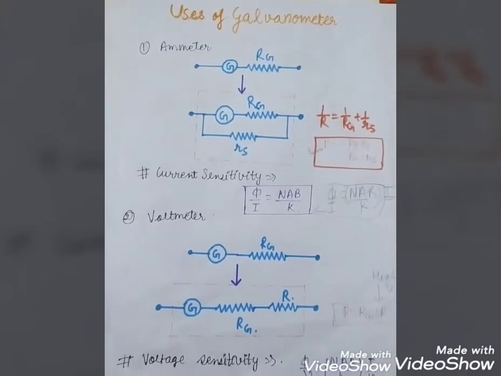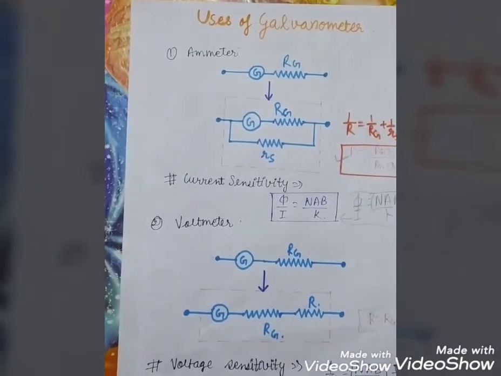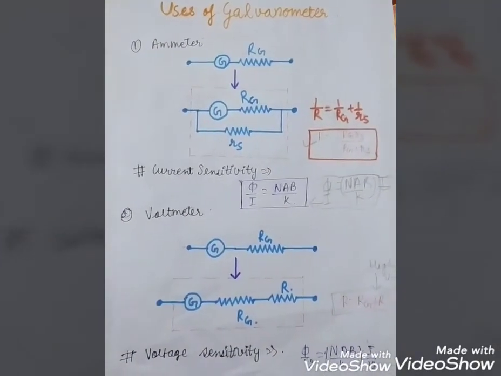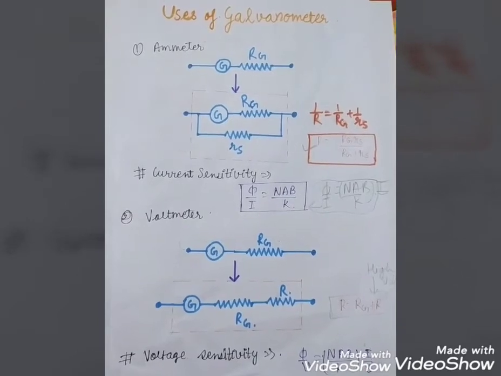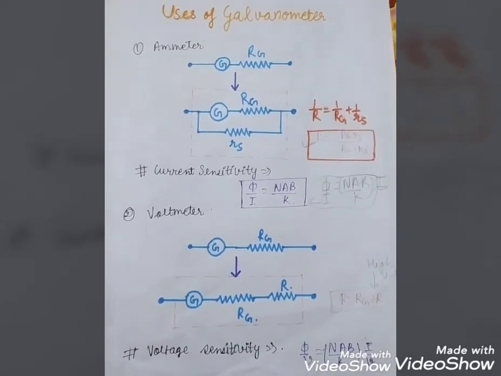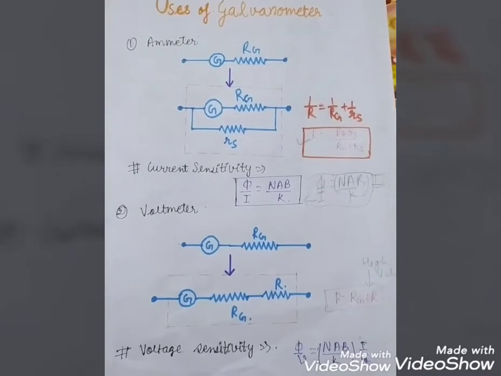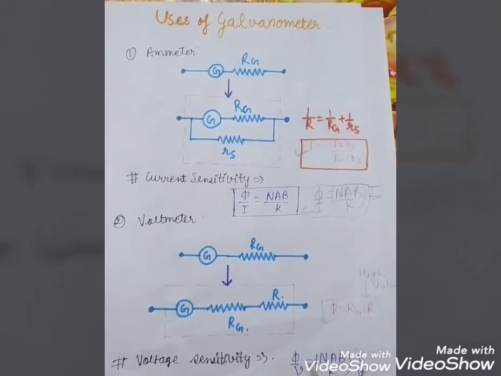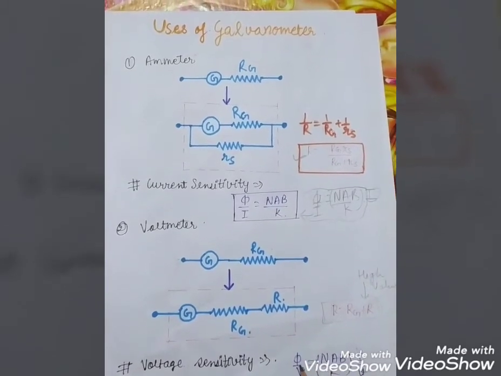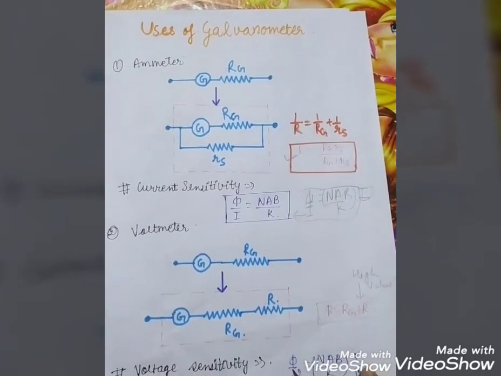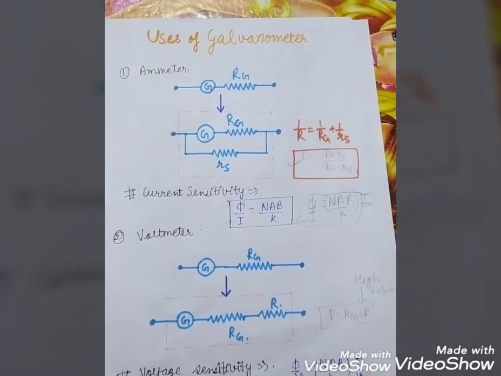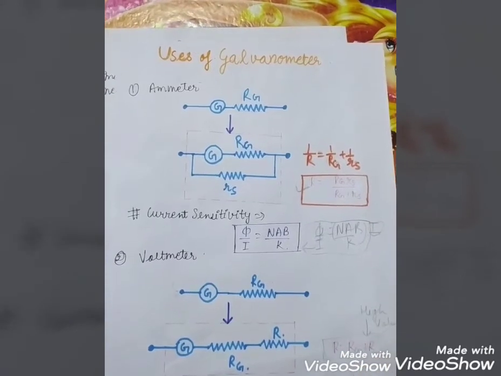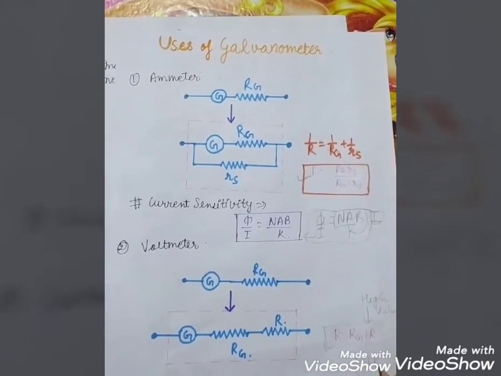Okay, now I have talked about current sensitivity, so there must be some voltage sensitivity. So let us discuss that. What is voltage sensitivity? It is defined as the number of deflections per unit voltage. We already had the formula for the number of deflections. From that formula, we want deflection per unit voltage, so I can divide by voltage on both sides. And we also know that voltage V is equal to current into resistance.